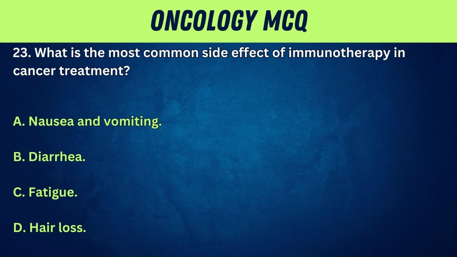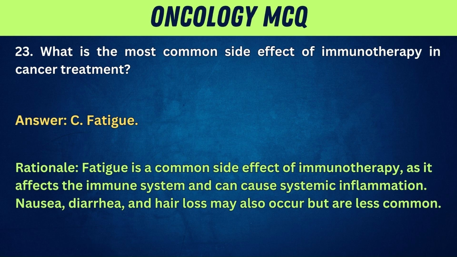23. What is the most common side effect of immunotherapy in cancer treatment? A. Nausea and vomiting. B. Diarrhea. C. Fatigue. D. Hair loss. Answer: C. Fatigue. Rationale: fatigue is a common side effect of immunotherapy as it affects the immune system and can cause systemic inflammation. Nausea, diarrhea, and hair loss may also occur but are less common.